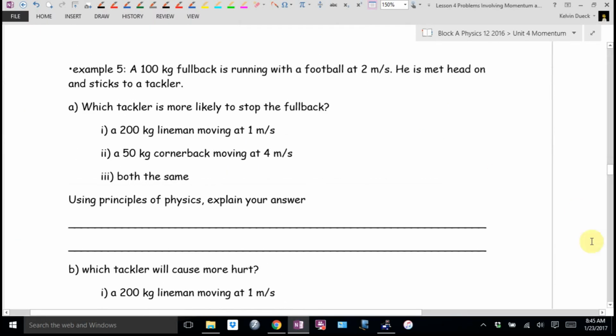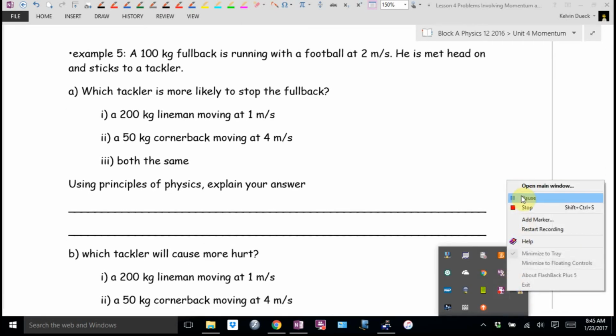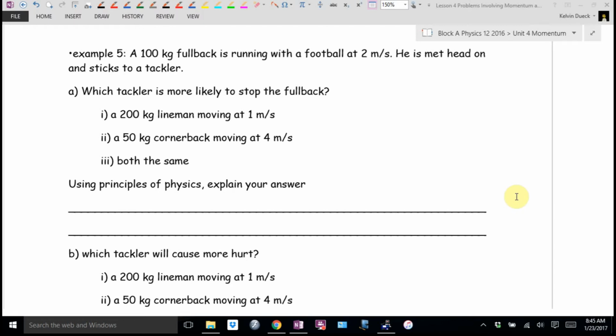Example 5, a football question. Hey, we're 2 weeks from the Super Bowl. We just had the conference championship games on the weekend. So let's talk football. 100 kilogram, I made up nice round numbers, but this is for my football guys. 100 kilogram fullback is running with a football at 2 meters per second. He's met head on and he sticks to a tackler. So we're going to have it be a straight head on collision, keep the angles out of it.